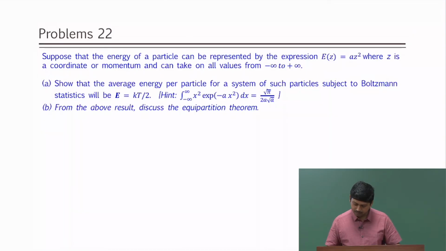Another interesting question. Suppose that the energy of a particle can be represented by the expression E z = a z square, where z is a coordinate or momentum and can take on values from minus infinity to plus infinity. Show that the average energy per particle of the system of such particles subjected to Boltzmann statistics is kT by 2, and there is a hint also given, and from the above result discuss the equipartition theorem.